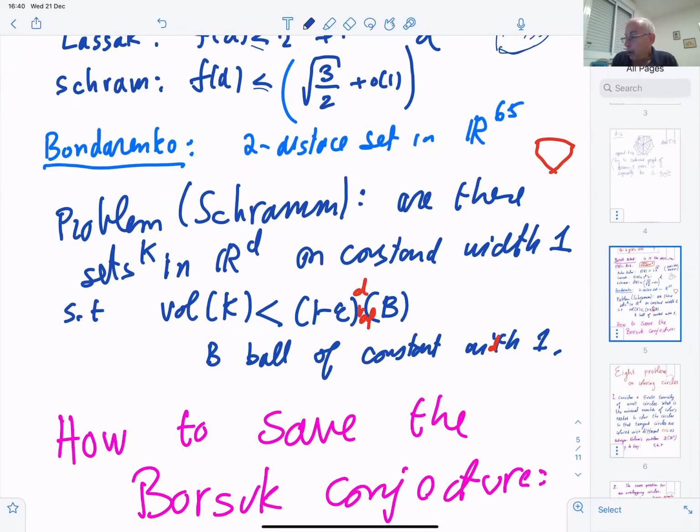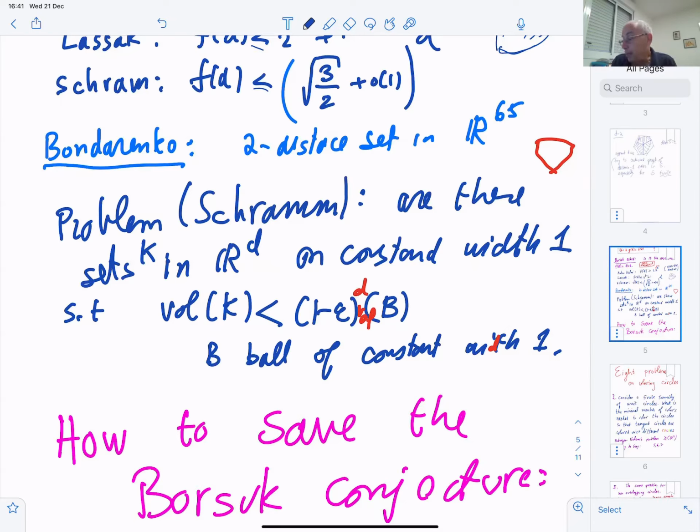And if this is true, or some variant of it for spherical sets, then this will allow us to improve the constant square root of 3 divided by square root of 2 to square root of 4 divided by square root of 3. So this will be an improvement.